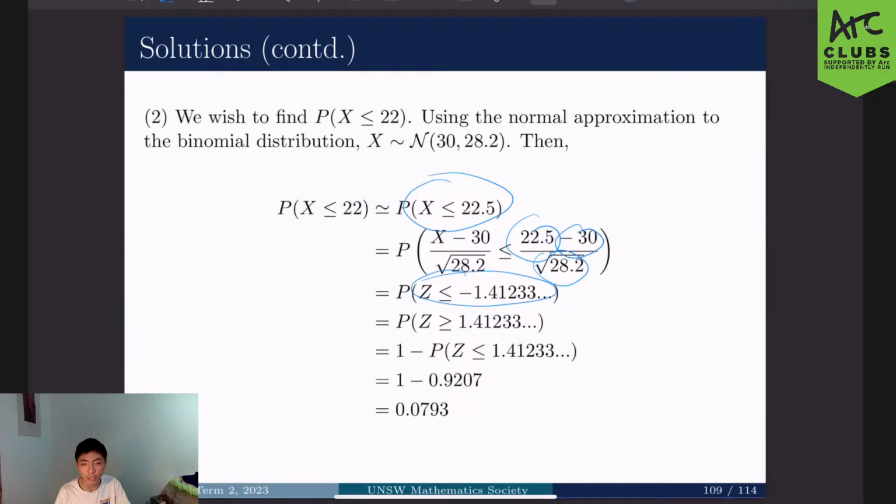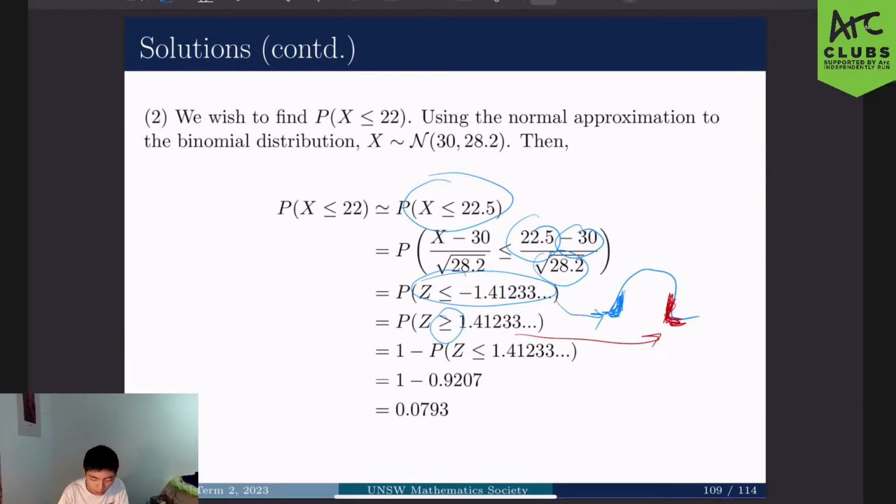We don't have this negative value, so we can actually look at it as the reverse. If we draw the normal distribution and we're looking for this value that is negative, that is symmetrical to the value that is positive on the other side, right? 1.4, 1, 2, 3, and so on. So this red area is the same as the blue area.